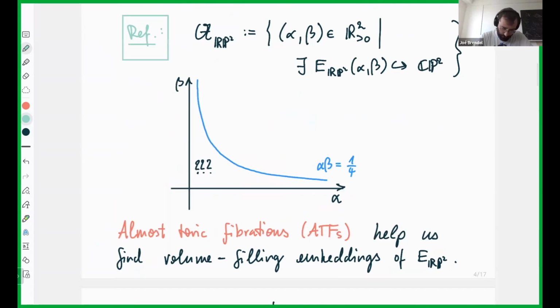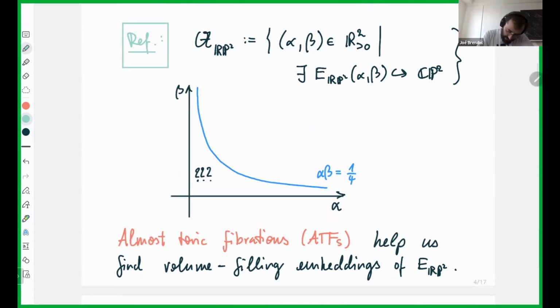But famously in CP2, there is a Lagrangian RP2, so we can ask this question. And the question would be, what is this? Give a description of this set here. Namely, what are the admissible alpha and beta pairs such that an RP2 ellipsoid embedding exists? And I denoted this by fancy A for admissible.